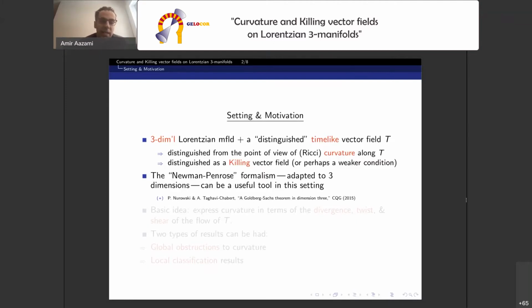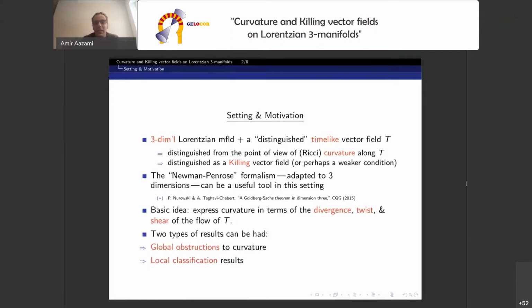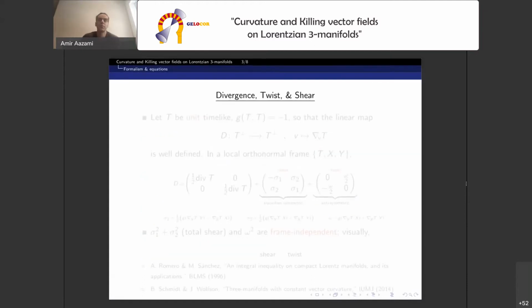So what's the basic idea behind the NP formalism, in particular in dimension 3? The basic idea is to express the curvature, derivatives of the curvature, basically all of these geometric properties, in terms of the flow of T: its divergence, twist, and shear. As I mentioned, 2 types of results can be had, and I will give you examples of both. You can get global results, particularly in the compact setting, and you can also get local classification type results. I will go to that, but I'll first remind you what divergence, twist, and shear are.